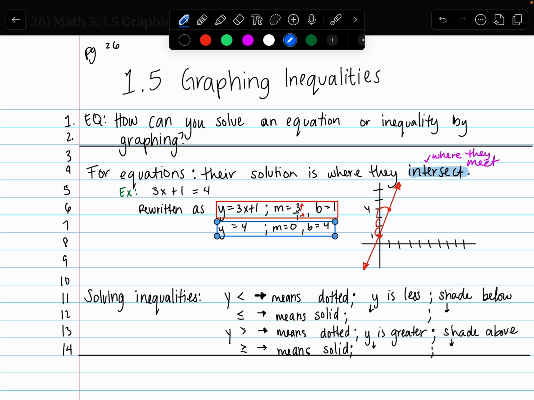There's no x, so our slope is 0, meaning it's gonna be flat. And so we go to b equals 4, and then we draw a flat line, because if you go up a mountain, it's a positive slope. If you go down a mountain, it's negative slope. But if you're on the ground level, it is flat, aka 0 slope. So where they intersect is at 1, 4. So this is my solution. X equals 1, y equals 4.